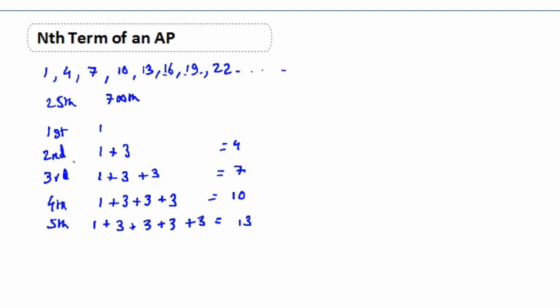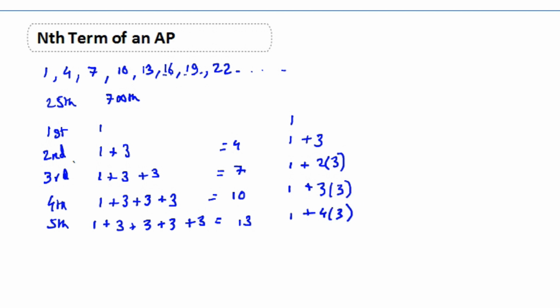Now let's see. This is the first term that I've got, 1. The second term is 1 plus 3. The third term is 1 plus 2 times 3. The fourth term is 1 plus 3 times 3. The fifth term is 1 plus 4 times 3.